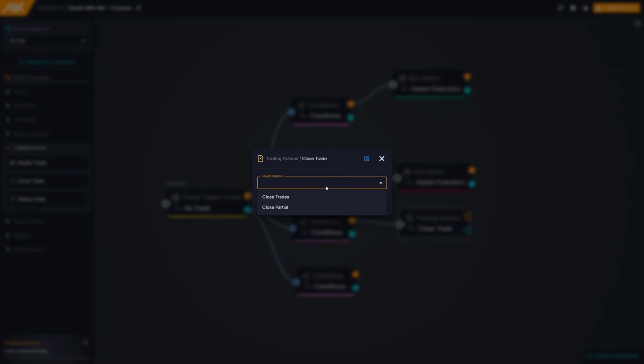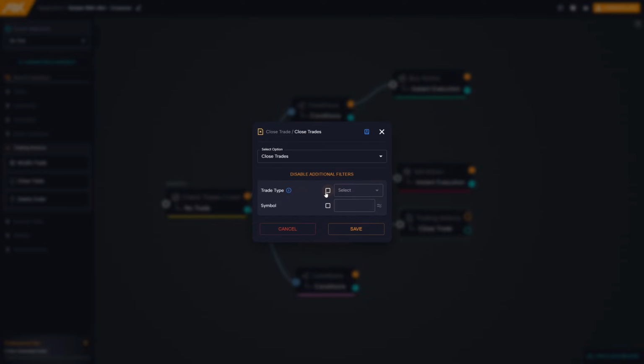We configure the block as close trades. It is essential to specify that we want to close only the sell trade. Without this specification, it would close all trades without distinction, including the newly opened buy trade generated by the cross. Let's click on Additional Filters and select Trade Type, Sell.